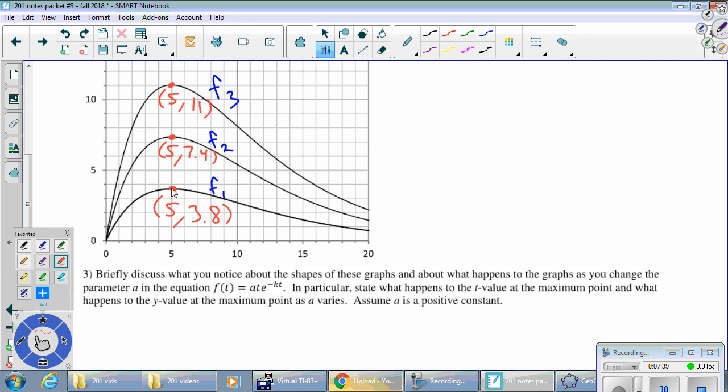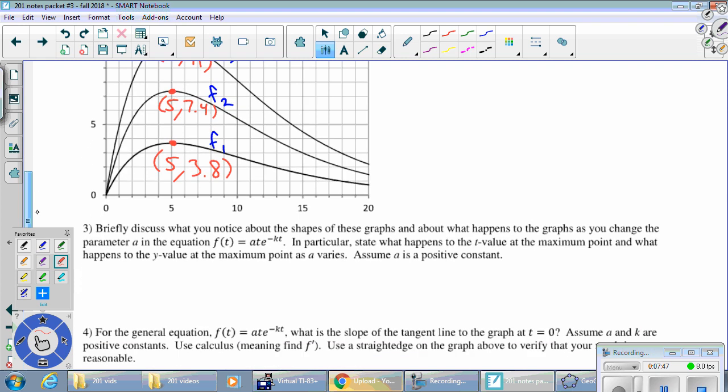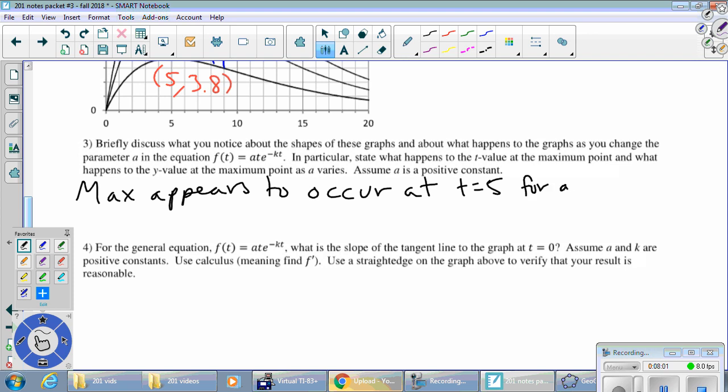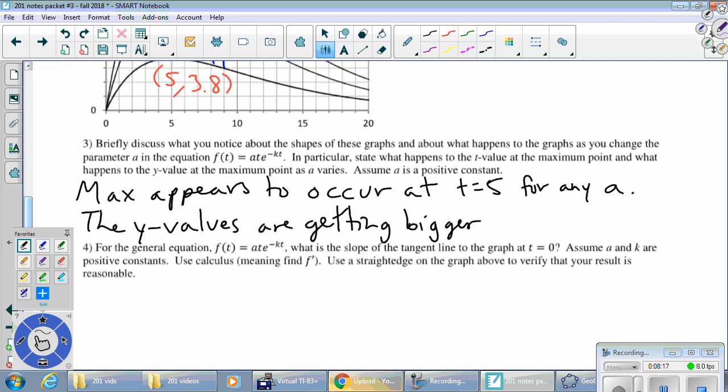Okay, so what appears to be happening to the t coordinates? Well, it looks like the t's are all the same. They're all 5. What's happening to the y values? Well, those ones are getting bigger as a gets bigger. So we can just write that. Max appears to occur at t equals 5 for any positive constants a. The y values are getting bigger as a gets bigger.